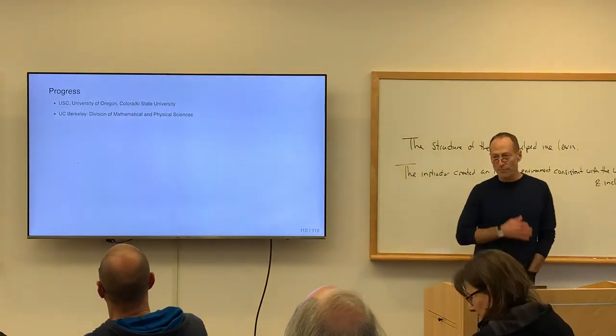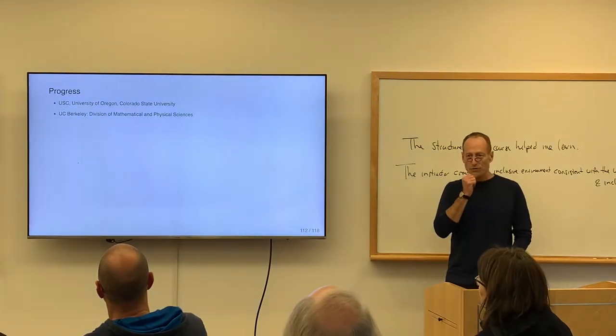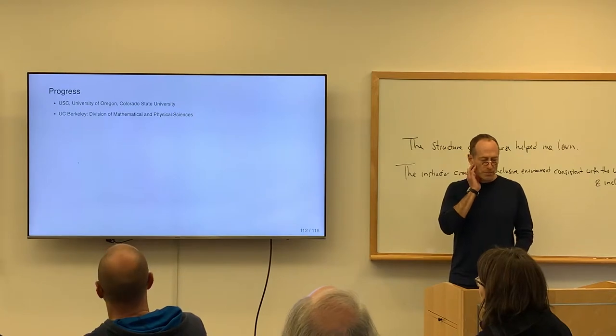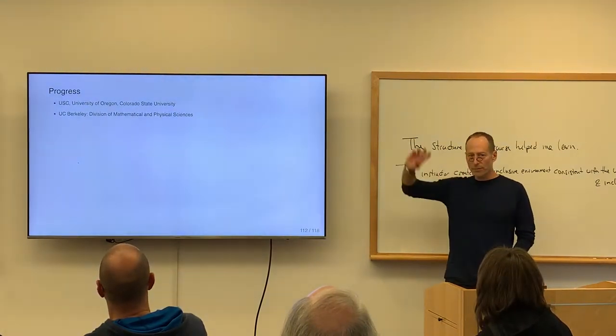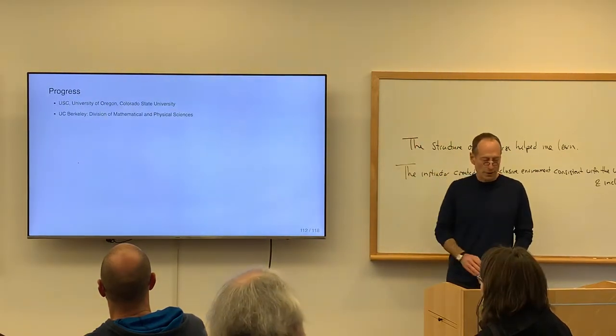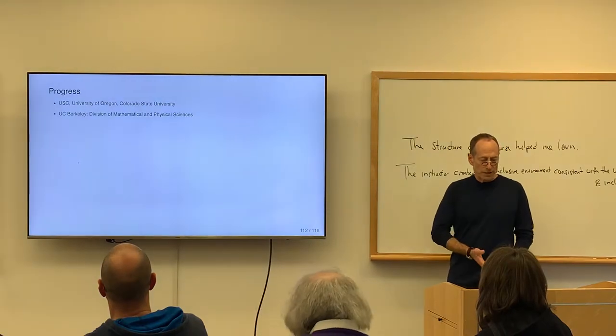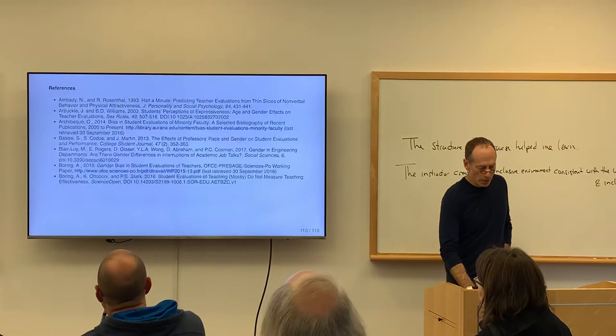There are universities that have made substantial progress: USC, the University of Oregon, and Colorado State. USC and the University of Oregon, I think, are both eliminating reliance on numerical scores. In Ontario, Canada, they're eliminating reliance on the averages. USC is trying to take a much more holistic approach. Colorado State has revised their items and so forth.